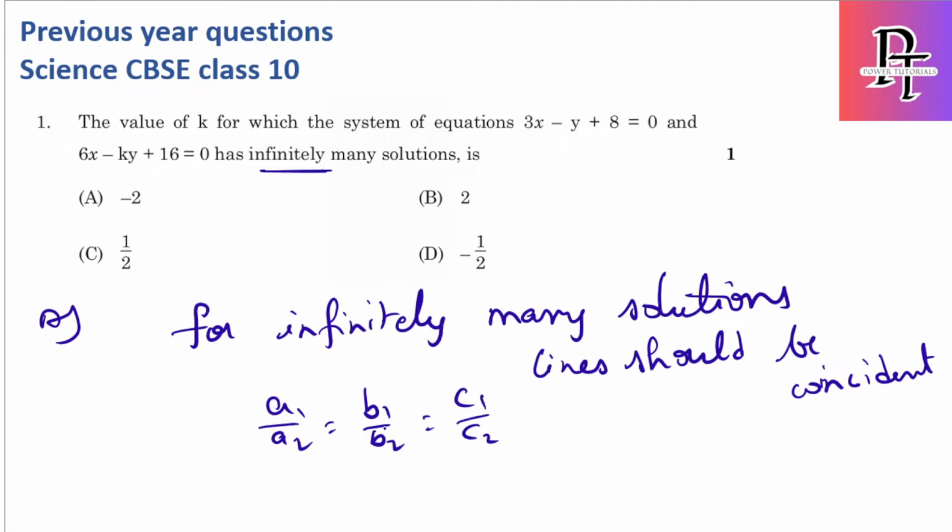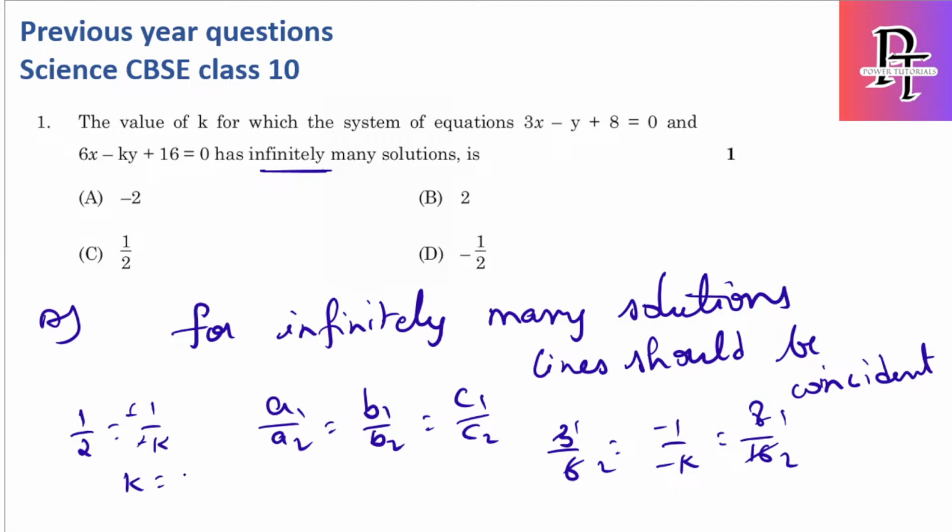Let's see whether this ratio matches this condition. A1 by A2, 3 by 6, should be equal to minus 1 by minus k, should be equal to 8 by 16. So 3 by 6 means 1 by 2, and 8 by 16 is also 1 by 2, hence we can get the solution. So 1 by 2 is equal to minus 1 by minus k. The 1 and minus cancel out. If you do cross multiplication, k into 1 should be equal to 2 into 2, which is nothing but k is equal to 2. So B is the right answer.